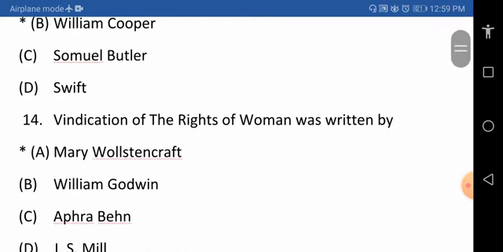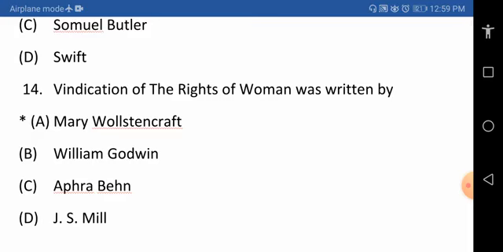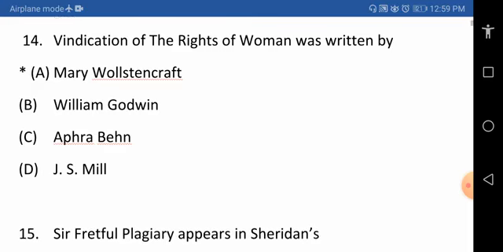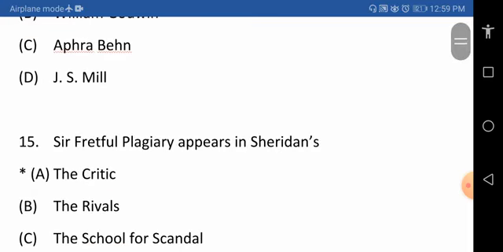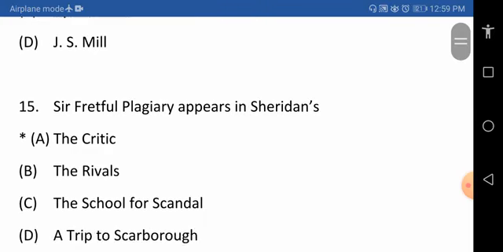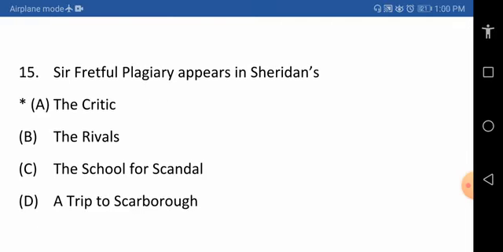Question number 14 is, A Vindication of the Rights of Woman was written by Mary Wollstonecraft. The 15th question is, Sir Fretful Plagiary appears in Sheridan's which work, they have asked. The answer is The Critic. The Critic is Sheridan's work, and Sir Fretful Plagiary appears in this work.